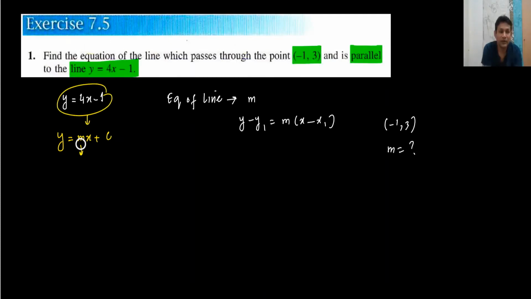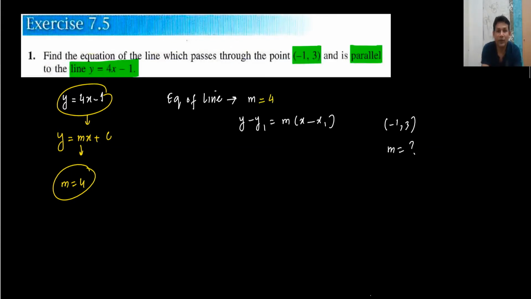What is the gradient here? m is equal to 4, because y is alone, c is -1 and m is equal to 4. The gradient is known now because we got the gradient from this line. This gradient is the same as here. I will write m is equal to 4.